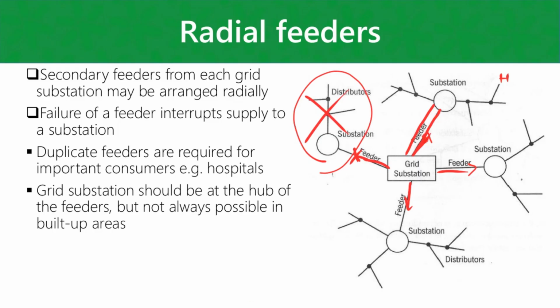Another drawback of this kind of system is that if you are already in a built-up area, it is difficult to have the grid substation at the center of everything. It can be off to the side and feed different areas individually. There's not really any cost saving to this. This is actually a somewhat outdated way to do transmission and distribution networks.